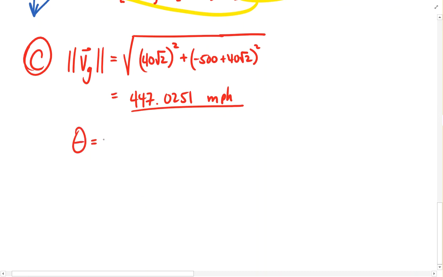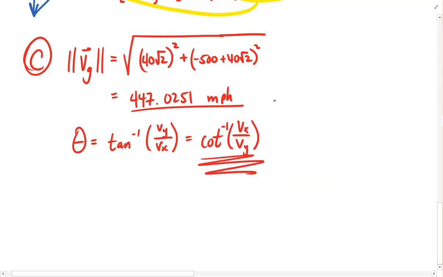The theta value is equal to either the tangent inverse of the opposite divided by the adjacent, so the y component divided by our x component, or we could say the cotangent inverse of the x component divided by the y component, because that would be adjacent divided by opposite. Now, I'm a big fan of the cotangent here because our horizontal component is on top of the fraction, while our vertical component is on the bottom of the fraction.